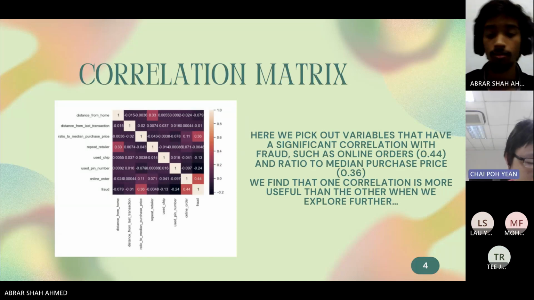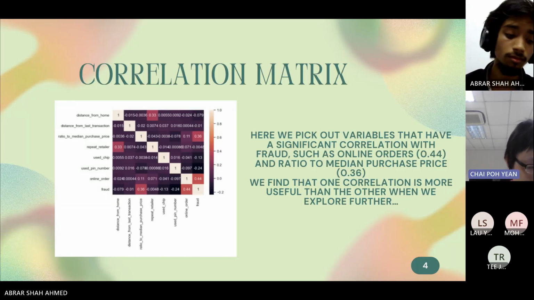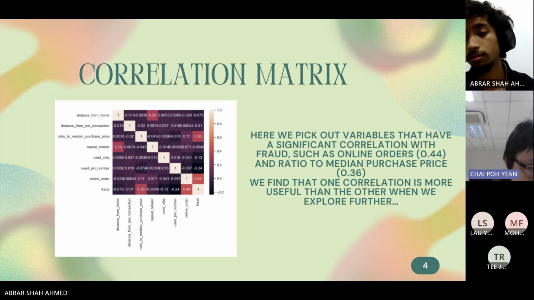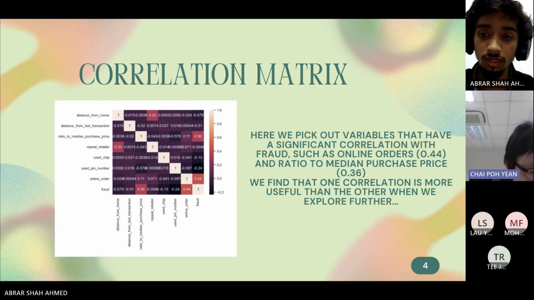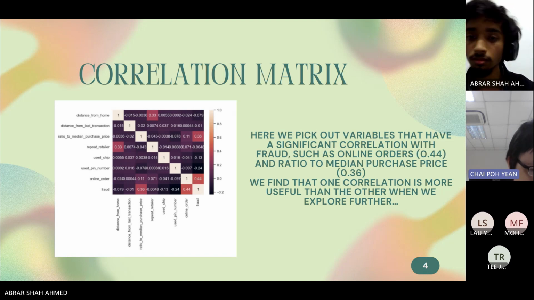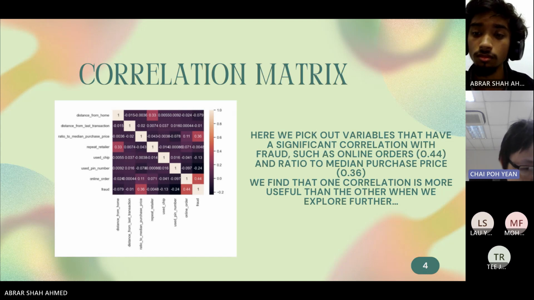For the first part of the result discussion, we use correlation metrics. So here we can see the correlation between the various variables. We pick out variables that have a most significant correlation with fraud, such as online orders at 0.44 and ratio to median purchase price at 0.36. We however find that one of these correlations is more useful than the other when we explore further.